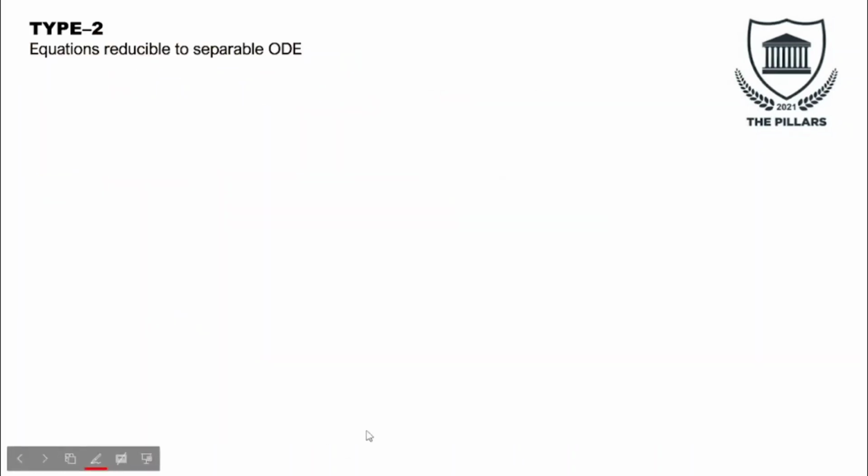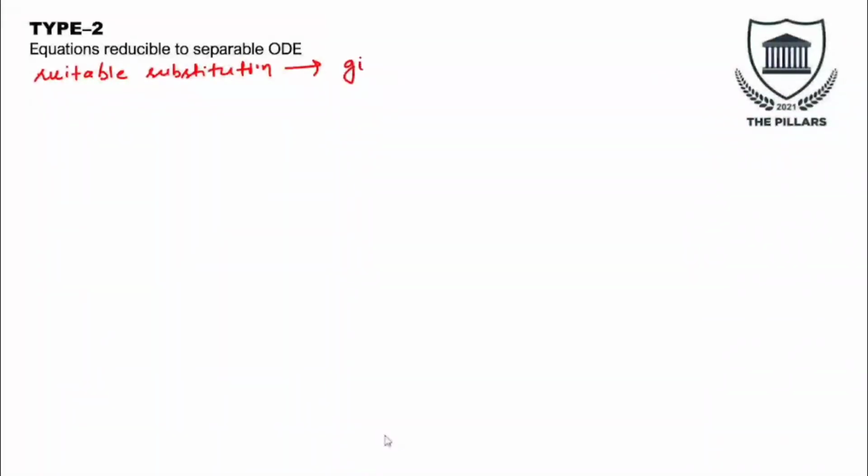Let me go to the next slide and let's discuss the second type of ordinary differential equation, that are the equations which can be reduced to separable ordinary differential equation. So here in this case we make some suitable substitutions, and after this substitution is made, the given differential equation becomes a separable type of ordinary differential equation.